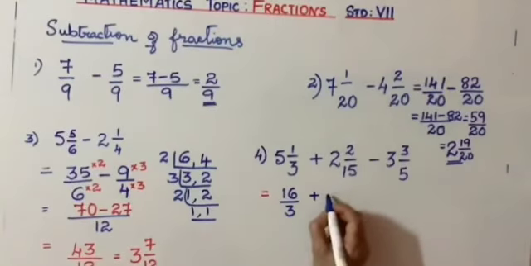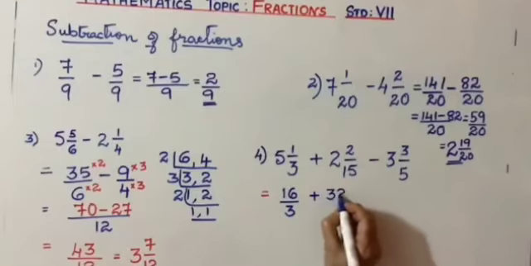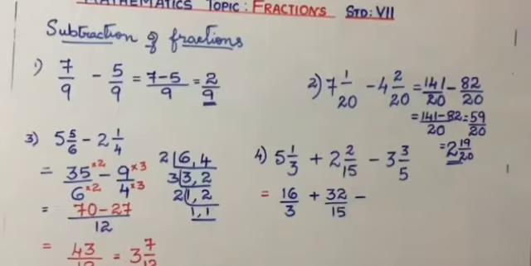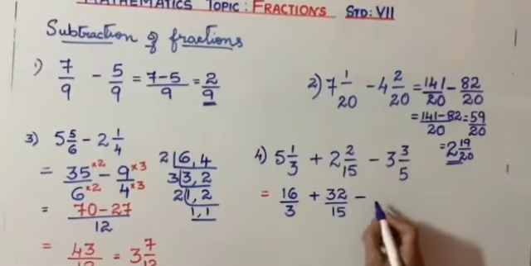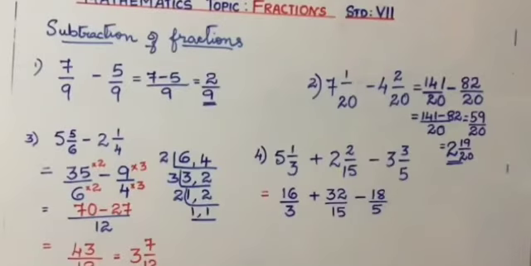15 minus 2 is 30, plus 2 is 32 by 15. 15 minus 5 times 3 is 15, plus 3 is 18 by 5. Please check. We have 16, 32 and 18. Now, most of you would have guessed what the LCM is. For those who cannot guess, we have this finding LCM method.